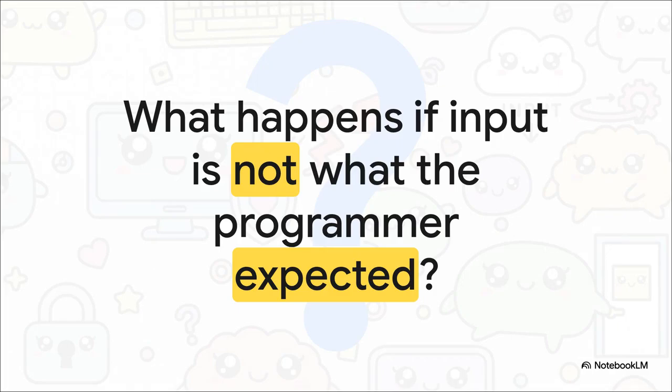So we all know the basic model, right? A program takes an input, it does some processing, and it gives an output. Simple enough. But that whole idea rests on one massive assumption, that the input is always going to be perfect. And this leads us to the big question that this whole topic is built around. What happens if a program's input is not what the programmer expected?